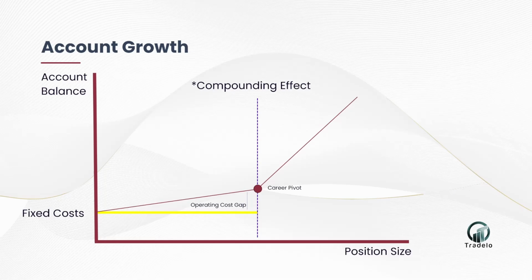So the trick is, in the initial part of your career, you must reinvest as quickly as possible to get to that career pivot, because once you get there, where operating costs are significantly small, you get to the magical career pivot point. Now, the reason traders are stuck on one lots or trading micro lots or very small position sizes is just because they lack enough compounding of their account growth. It's as simple as that. They're not reinvesting sufficient profits back into the account.